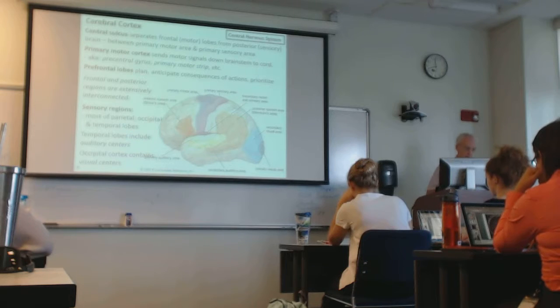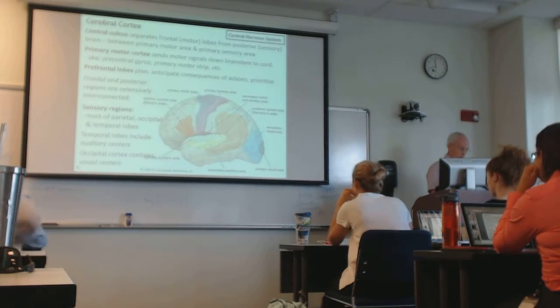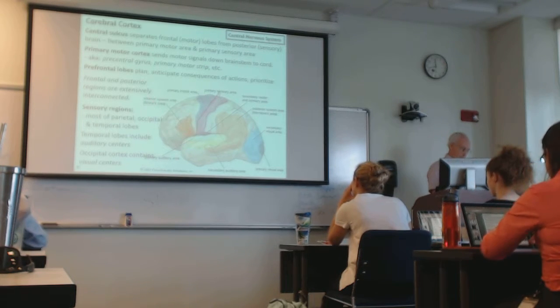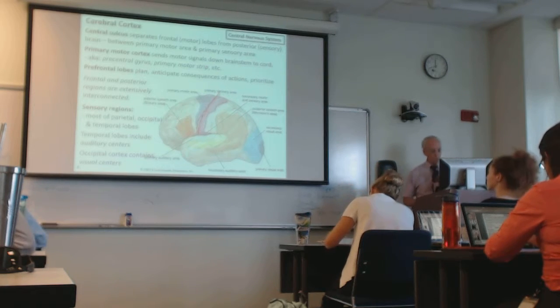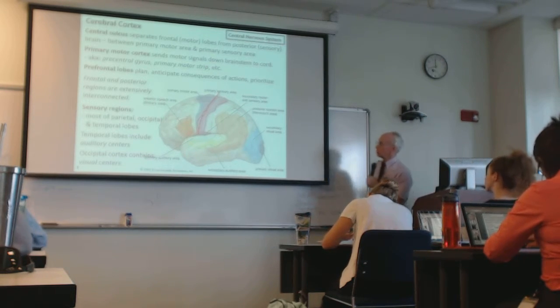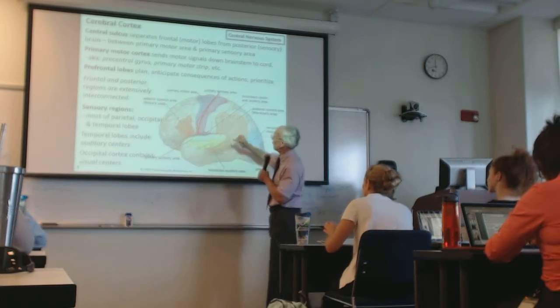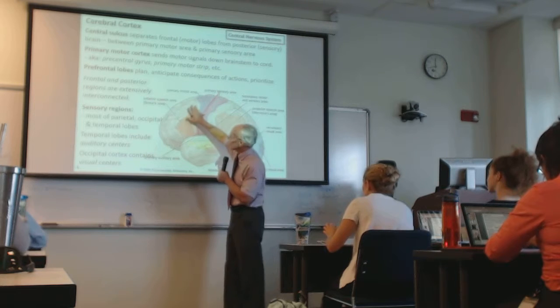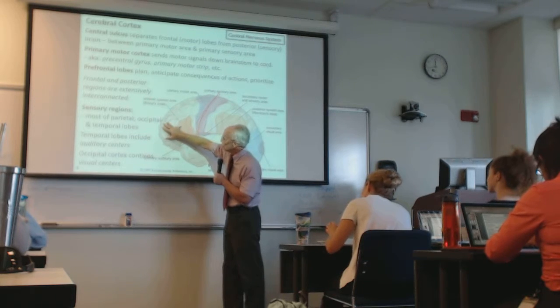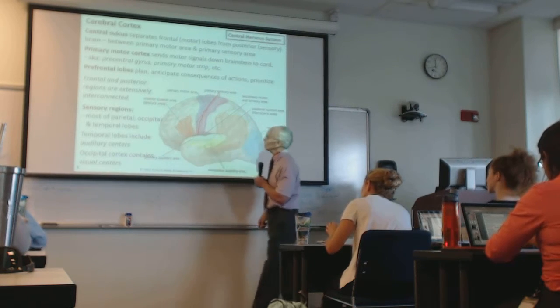So I talked about the central sulcus, and again, this is going to figure prominently in our story because I want to make sure you appreciate the functional significance of this dividing line right here. It separates the brain into two functional halves, the motor and the sensory. We're just going to summarize and say this is the motor region, this is the sensory region back here, parietal lobes, frontal lobes, prefrontal lobes here, prefrontal cortex, and so on.